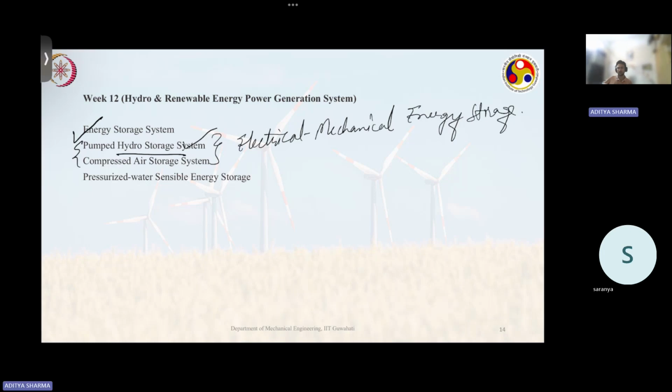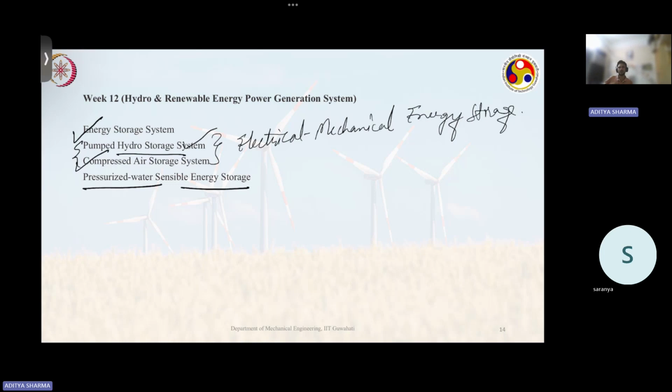The same way there is compressed air storage. So the excess energy that you have when the demand of energy is less, this can be used to run a compressor that will compress your air, right? So this is a form of stored energy which again you can use when you have peak load requirements. Okay. So this basically is your compressed air storage system, right?